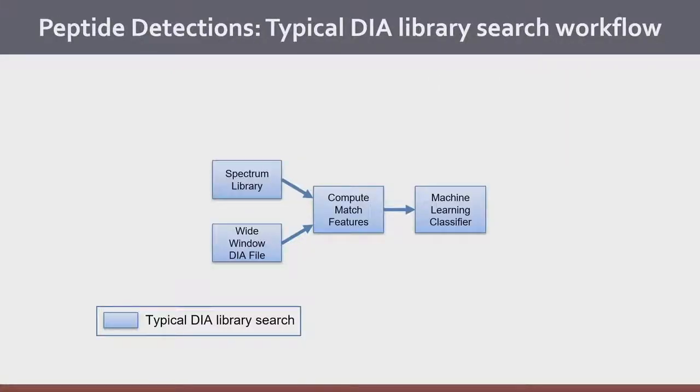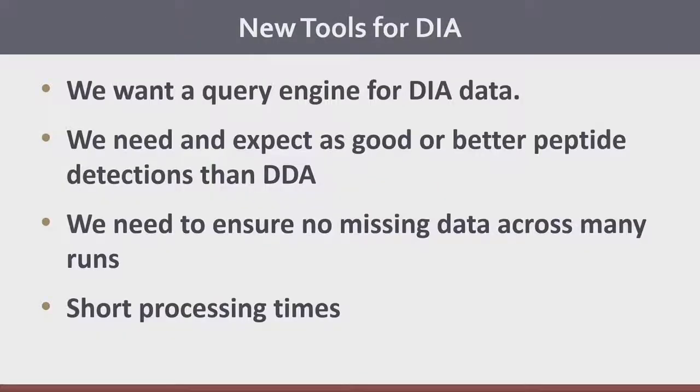So I pointed out yesterday that this is the most common strategy that people use to process data. They basically take a spectrum library and a wide-window DIA file, compute some scores, and then have some sort of machine learning classifier. About 6 or 7 years ago, a couple of graduate students in the lab started to think about whether we could come up with some new tools for data independent acquisition. One was basically a query engine for DIA data.